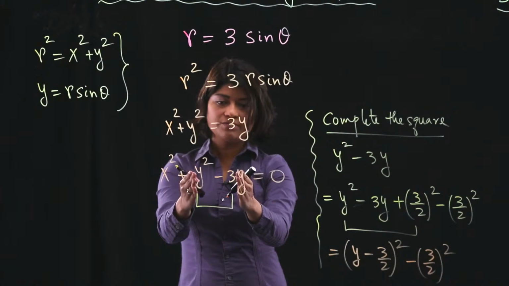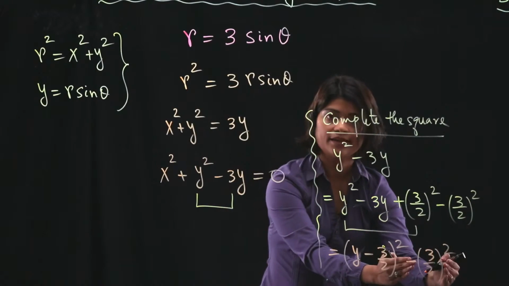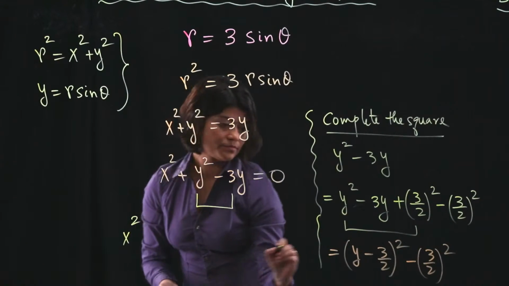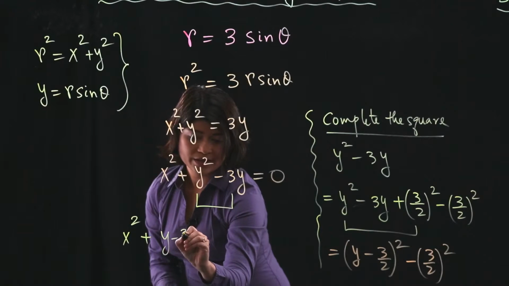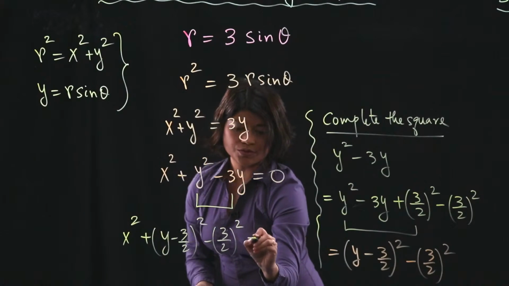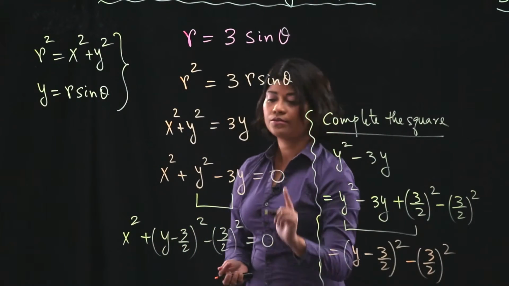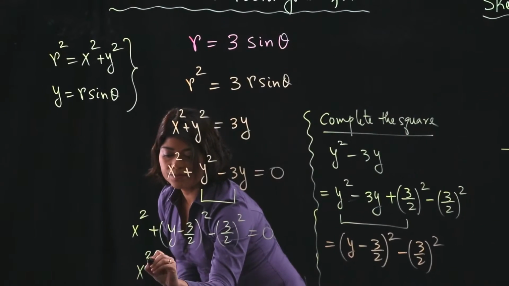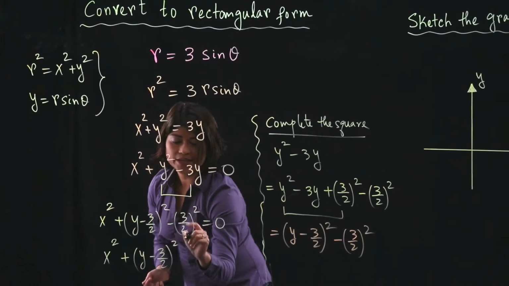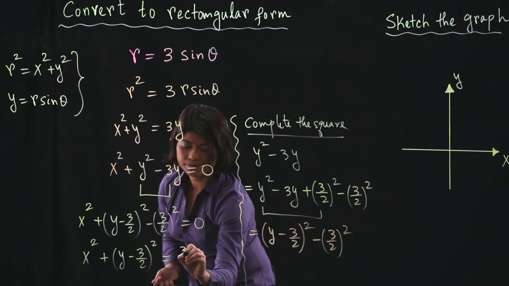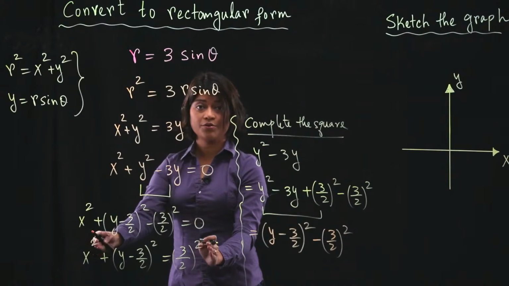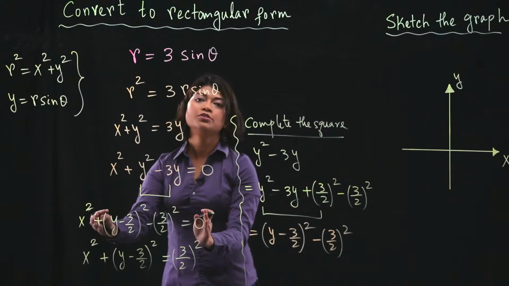So now come back here. Instead of these two terms, we now have a complete square and another number. So let's put that here and we get x squared plus y minus 3/2 squared minus 3/2 squared is equal to 0. Okay. Write down one more step. We keep the x and the y terms on the left side of the equation and take this constant to the right side. So this is the rectangular form. We're going to use this equation to graph.